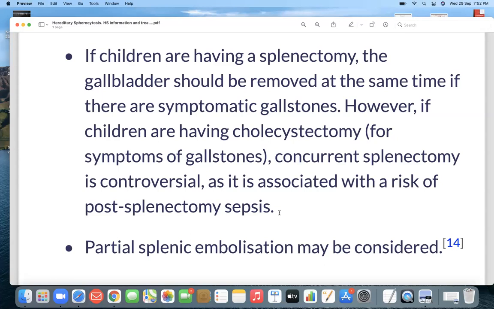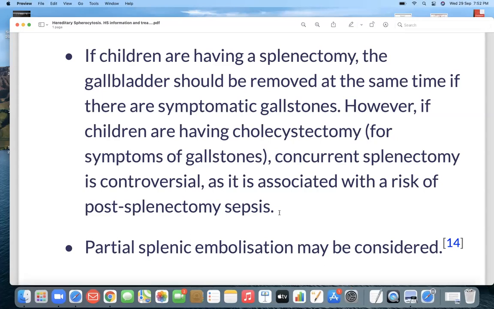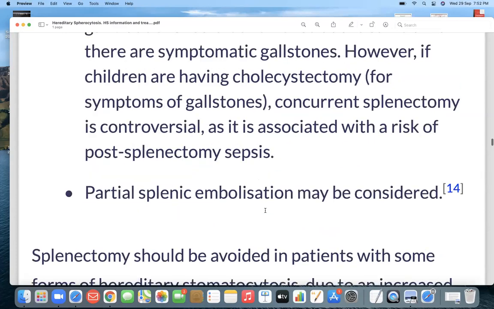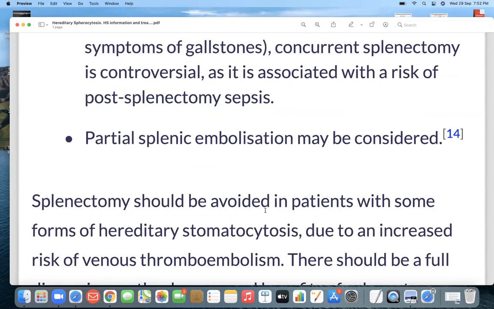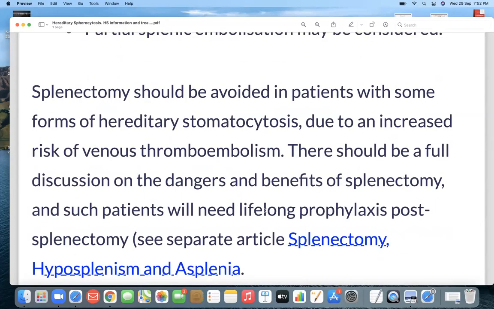you can remove them. But if you are removing gallstones for the symptomatic gallstones, if you are doing cholecystectomy, you have to think of splenectomy. Again, as I told you, the complication is post-splenectomy sepsis, you have to consider whether they really need splenectomy or not. Post-splenic embolization may be considered.